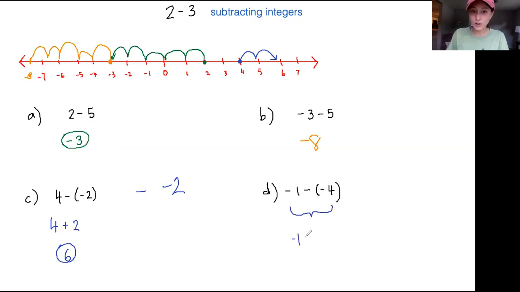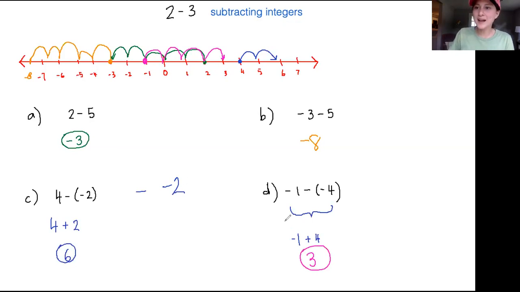So we have -1 plus 4, and we've done addition problems before with our negatives, right? So we're starting at -1, and I'm gonna use pink here, -1, and we're adding 4. So we're gonna go 1, 2, 3, 4, and that is at 3. So the answer to that is 3.